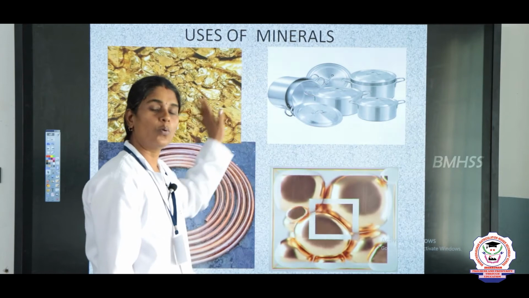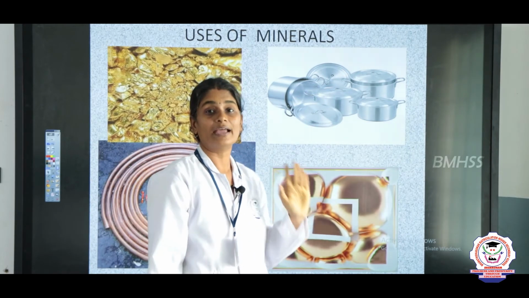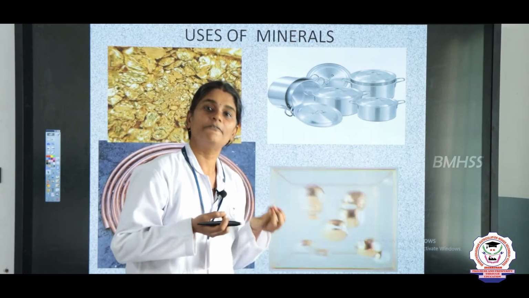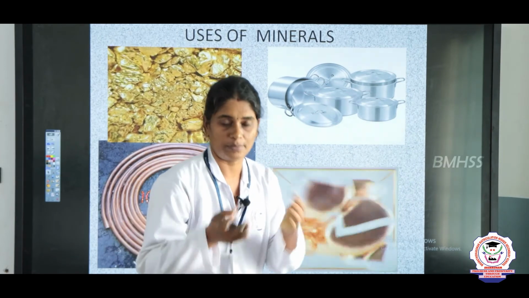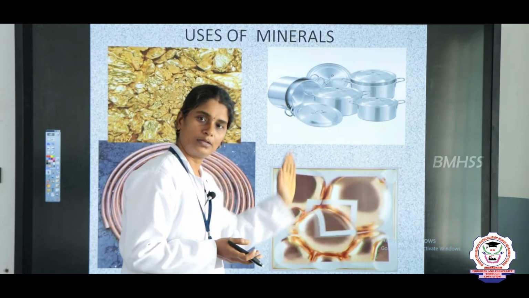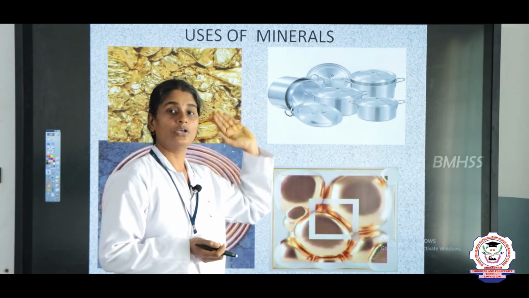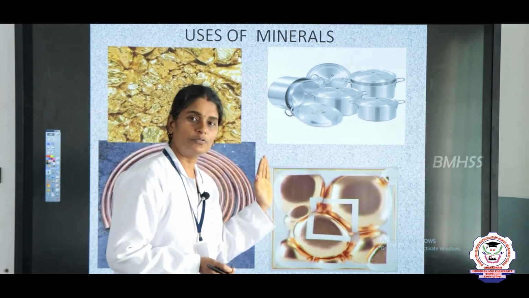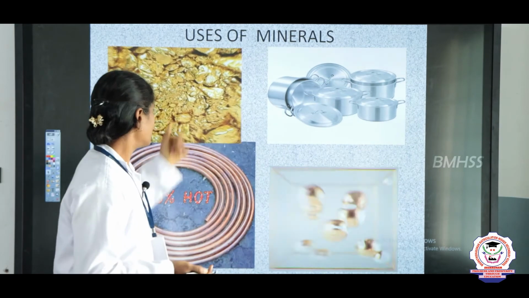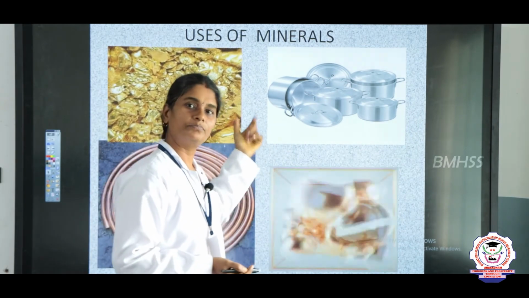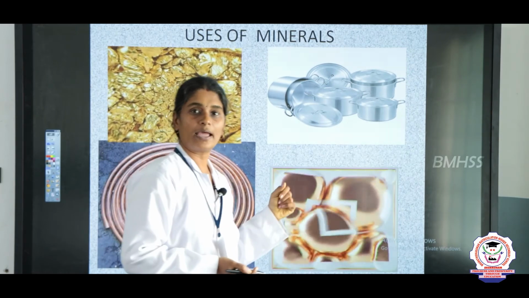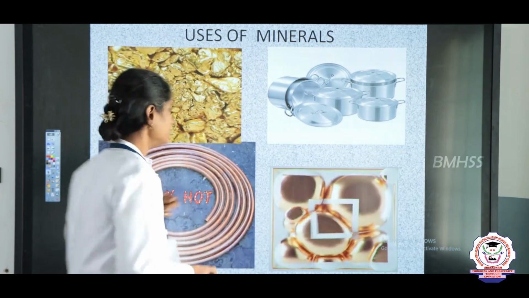Copper, gold, aluminum and iron are used as materials in the vehicles and for making doors, gates and all. So, these metals, the rocks and the minerals, give us useful things. Minerals give us materials while making the utensils, jewelleries, wires and even the vehicles.